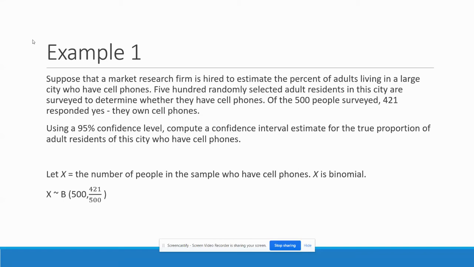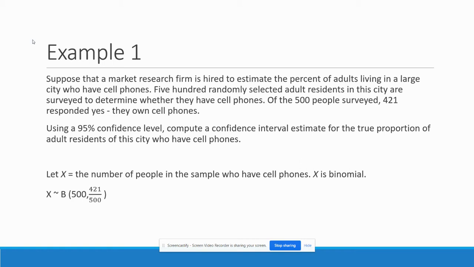So let's look at an example. Suppose that a market research firm is hired to estimate the percentage of adults living in a large city who have cell phones. 500 randomly selected adult residents in this city are surveyed to determine whether they have cell phones. Of the 500 people surveyed, 421 responded yes, they do own cell phones.